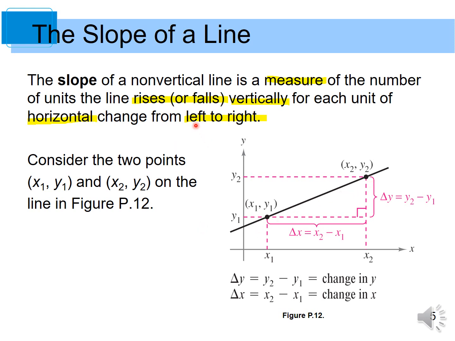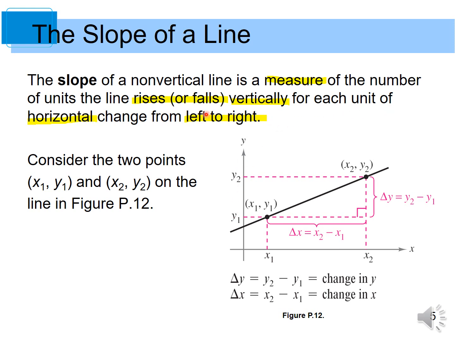Okay, look at the definition. Slope is the measure of the number of units the line rises or falls. So this is a line, and it rises vertically. This vertical change we call delta y. Delta y is given by y2 minus y1. You can see the height here is y2 minus y1.